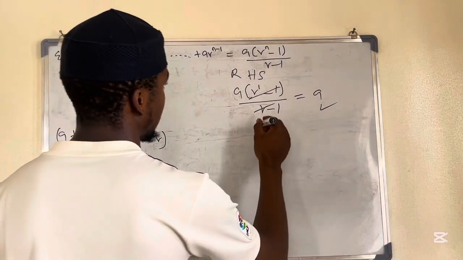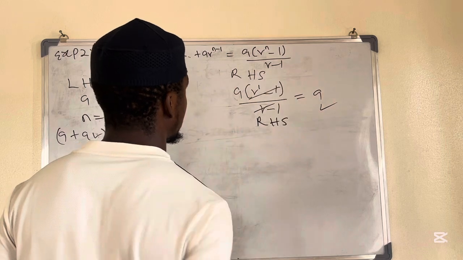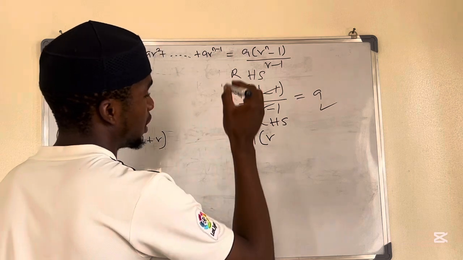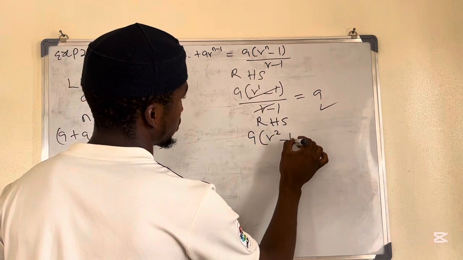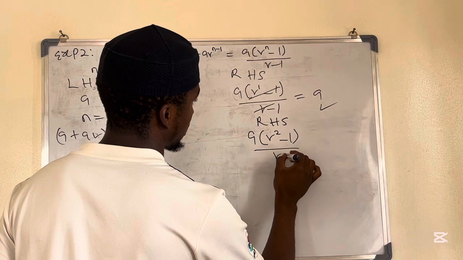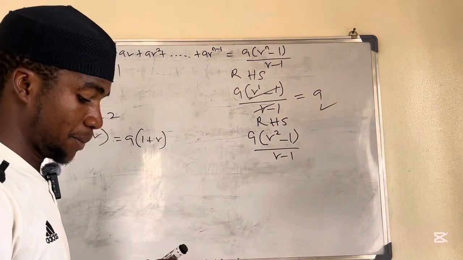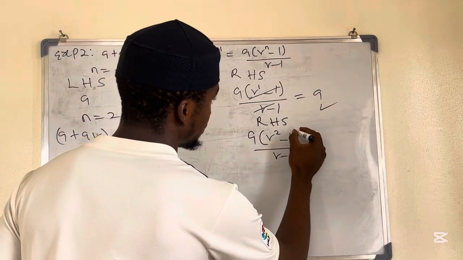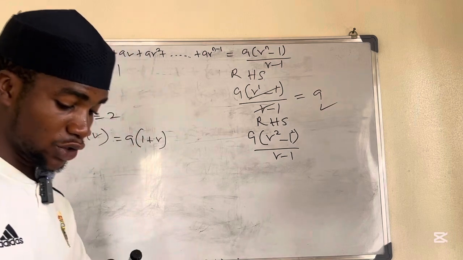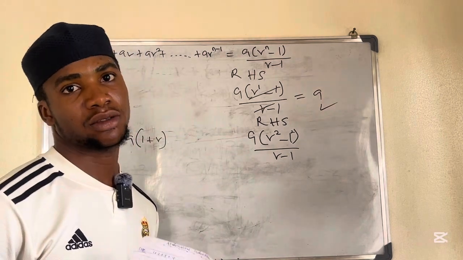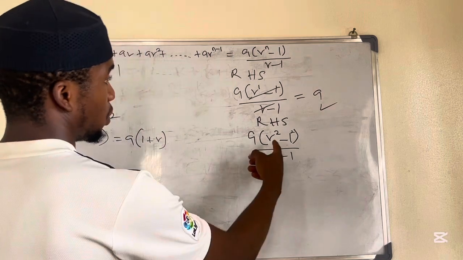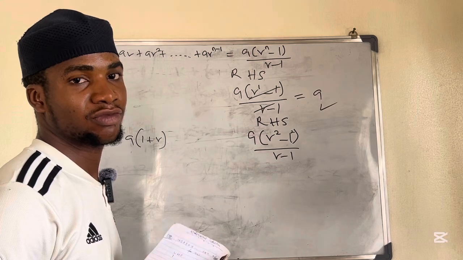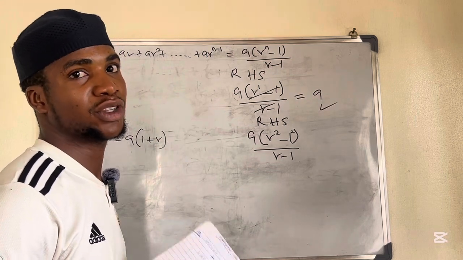So for the right hand side, we have a into r with the power of n. So our n is what? 2. Then minus 1 all over r minus 1. Remember, this 1 can be raised to the power of 2 too, because 1 raised to the power of 2 is 1. So this is obviously difference of 2 squares. If you don't know, you check out my video on difference of 2 squares.